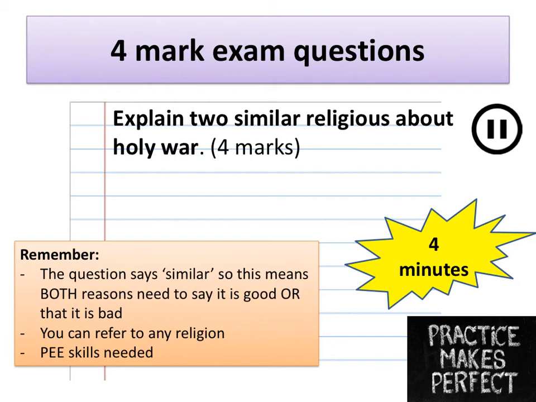You can refer to any religion in this question because there's no specification, but do remember that with 4-mark questions, it could be the case that it tells you to refer to the main religious tradition of Great Britain and one or more other religious traditions. If that is the case, you need to refer to both Christianity and Islam in your answer. Finally, you need to use PEE skills in order to answer the question. You've got 4 minutes to do this one because it's a 4-mark question. Pause the video now and give yourself 4 minutes to answer it as well as you can.